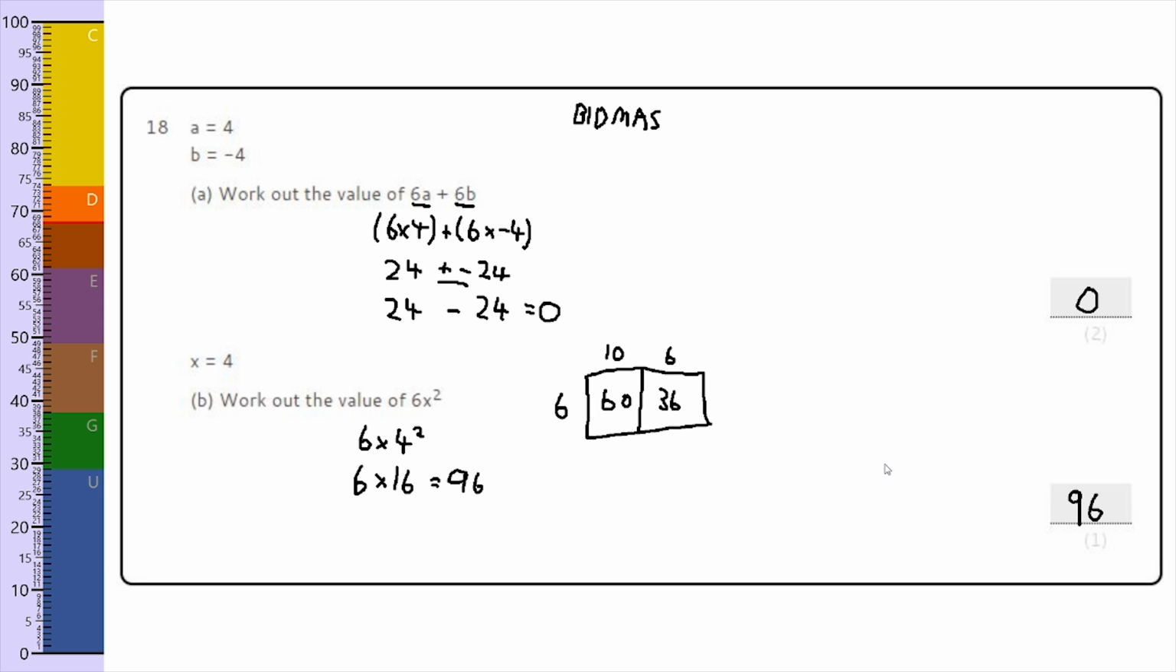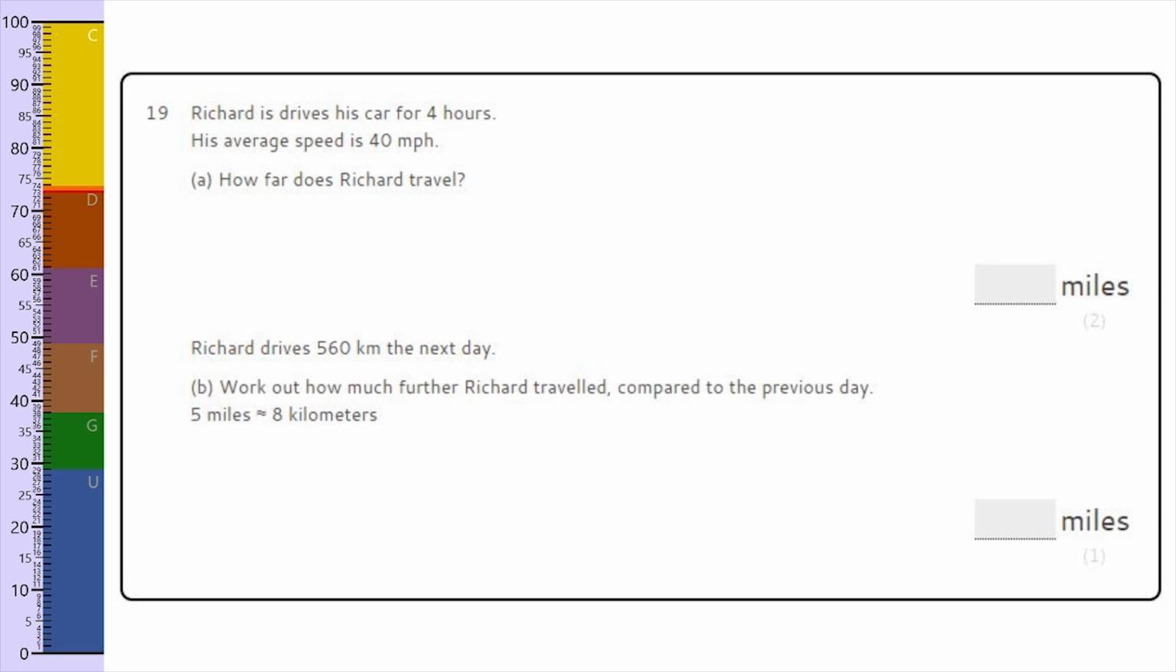And I normally just have a squint through and check that that makes sense. Looking at that, that looks all good. So let's move on. Question 19, if you'd like to pause the video now and have a go.